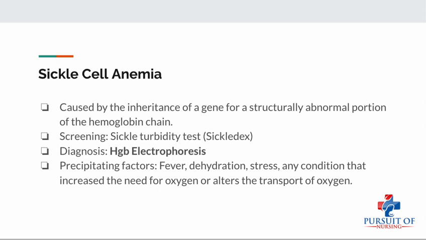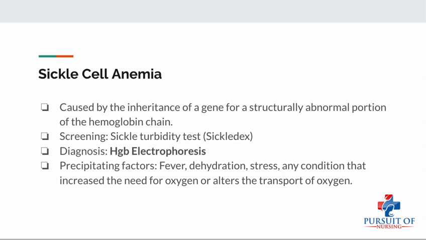So basically what happens is a sickle cell crisis is triggered by insufficient oxygen. So whether it's fever, dehydration, stress, any condition that increases the need for oxygen or alters the transport of oxygen. So that insufficient oxygen causes the cells to assume a sickle shape. The cells then become rigid and clumped together, and they obstruct capillary blood flow. So the clinical manifestations of sickle cell anemia occur as a result of that obstruction, and also as a result of increased RBC destruction.